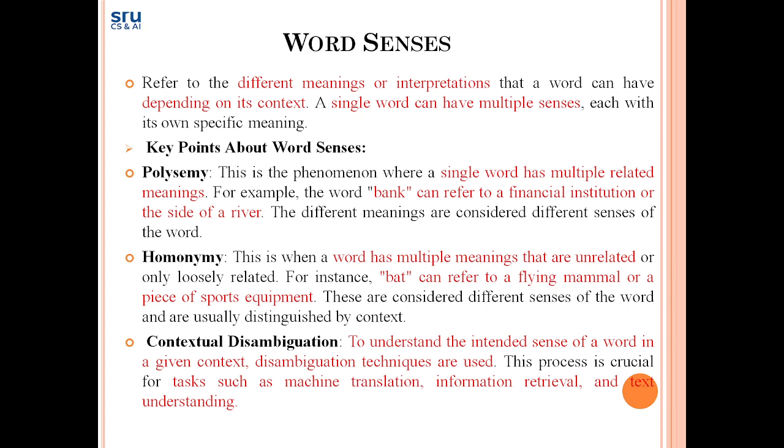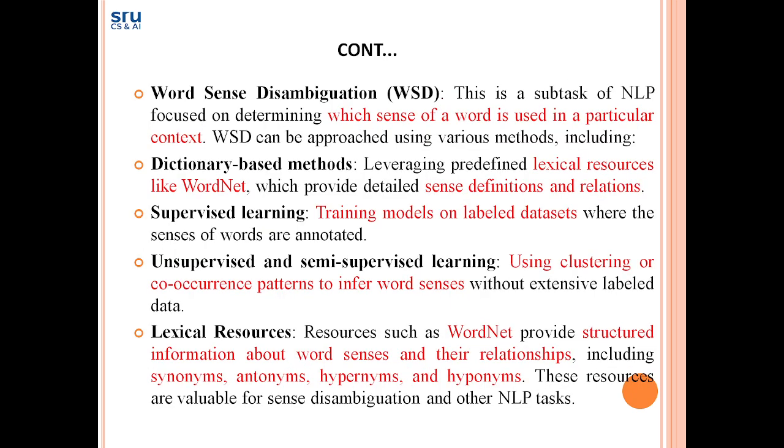disambiguation techniques are used. This process is crucial for tasks such as machine translation, information retrieval, and text understanding. Word sense disambiguation is a subtask of NLP. It focuses on determining which sense of a word is used in a particular context.